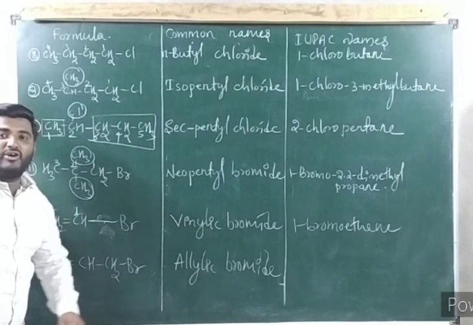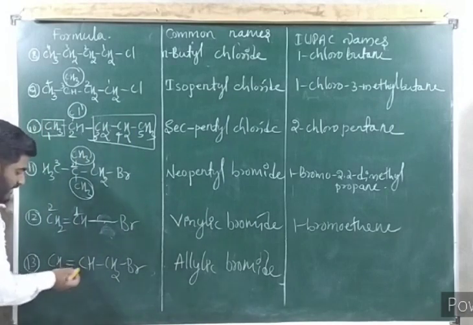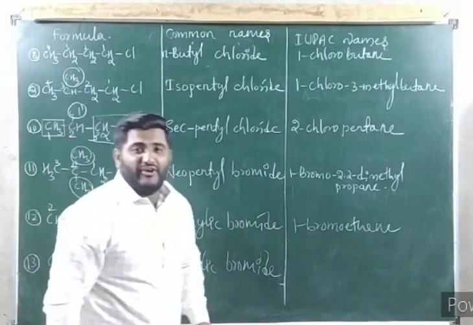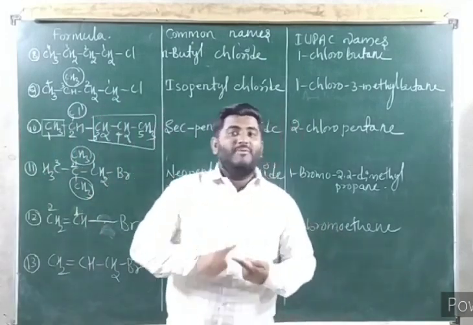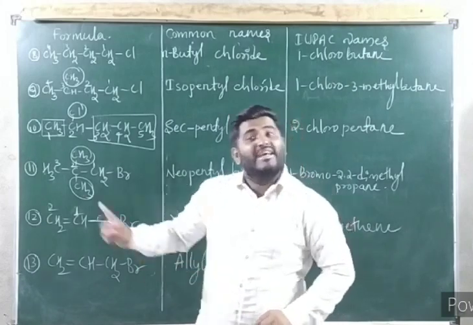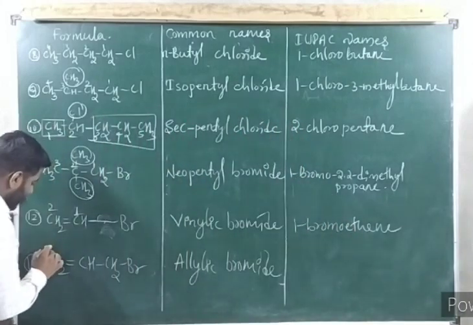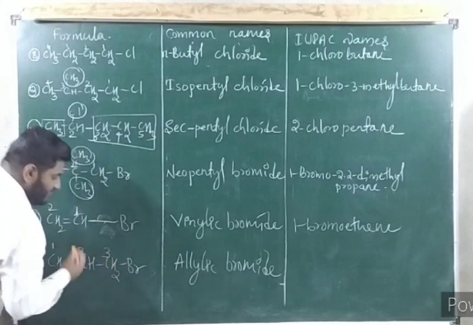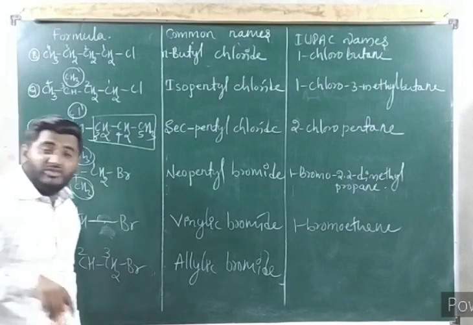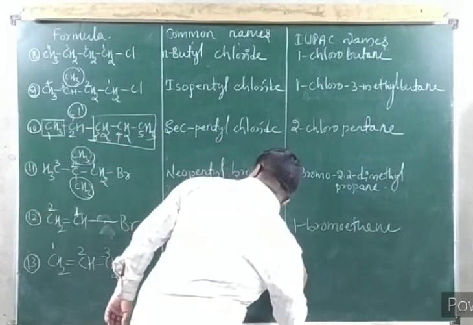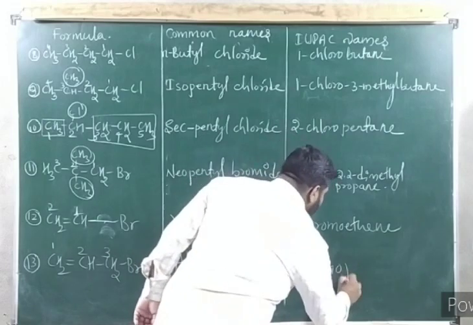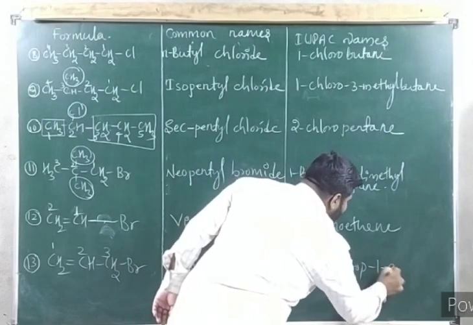Here the double bond is at the left hand side. Bromine is at the right hand side. Which will get more priority? According to IUPAC rules, always give priority to the double bond. So numbering should start from the left hand side. Just tell me, 1 comes here. 1, 2, 3. So 3-bromo-prop-1-ene. You have to mention the position. What is that? 3-bromo-prop-1-ene. Position of the double bond.